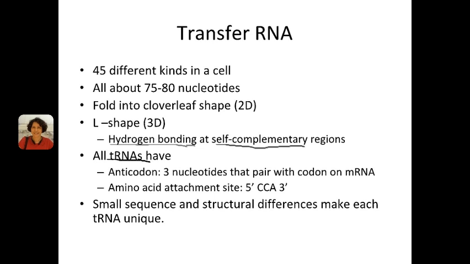Every transfer RNA has an anticodon, in other words, 3 nucleotides that are going to pair with the codon on the messenger RNA. And on its other side, it has an amino acid attachment site. And that amino acid attachment site is always CCA, going from 5' to 3'. There are small differences in sequence and in structure that are needed to make each tRNA unique.